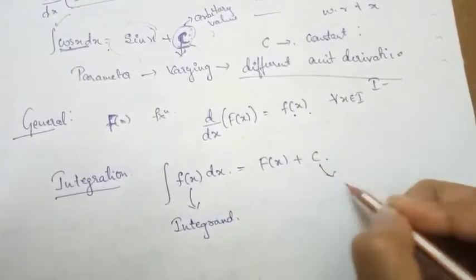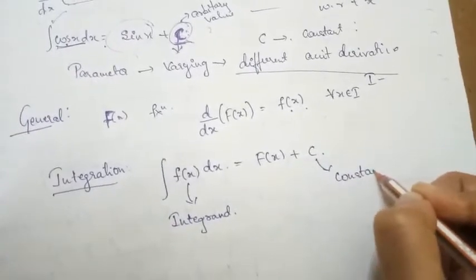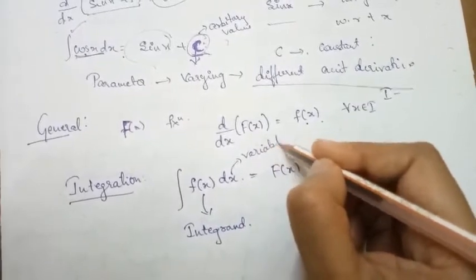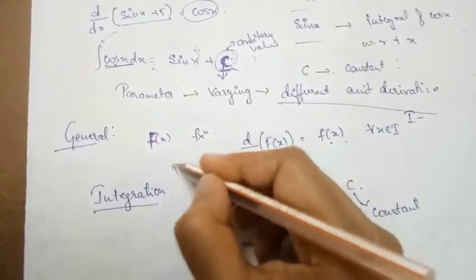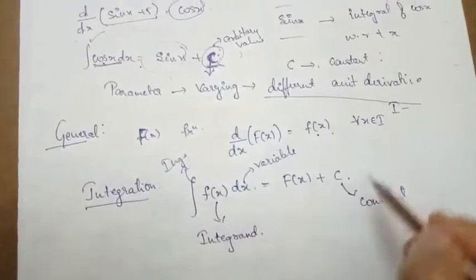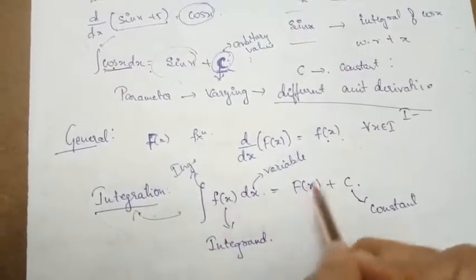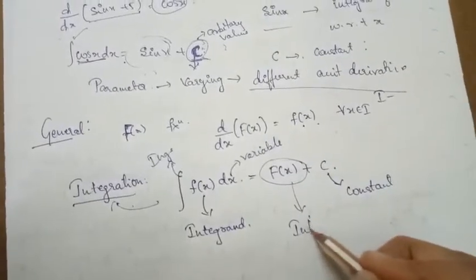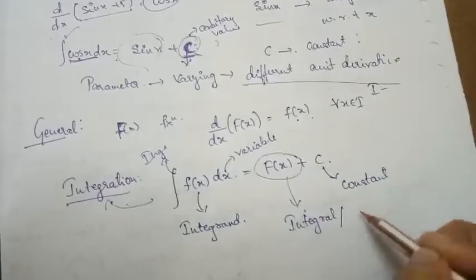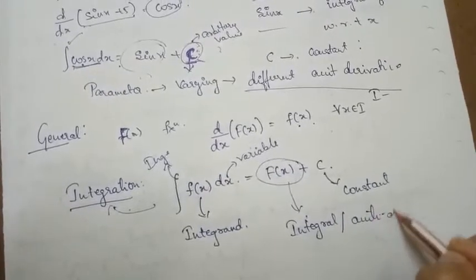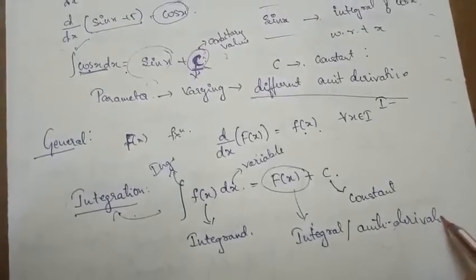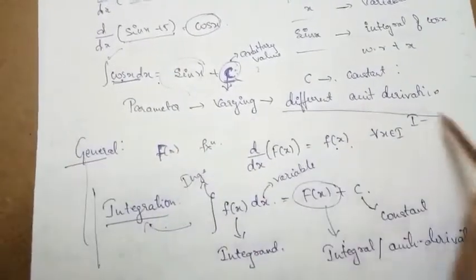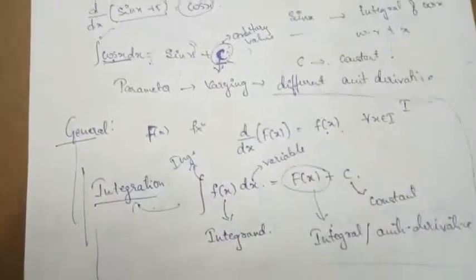and this c is some constant, and this x is a variable. This symbol represents that we are doing the integration, and this process is called integration. The value we are going to get is called an integral or an antiderivative or primitive. So this is the general representation of differentiation and integration.